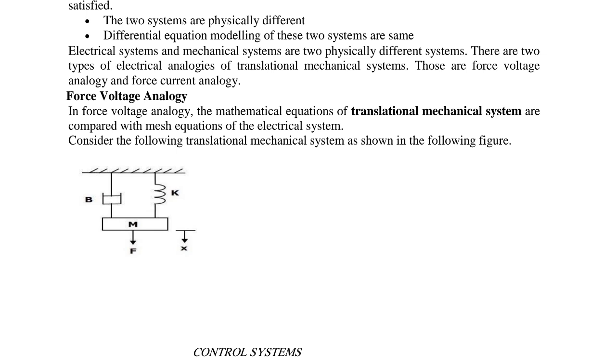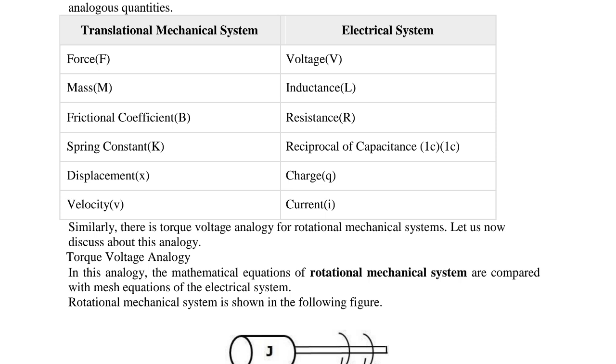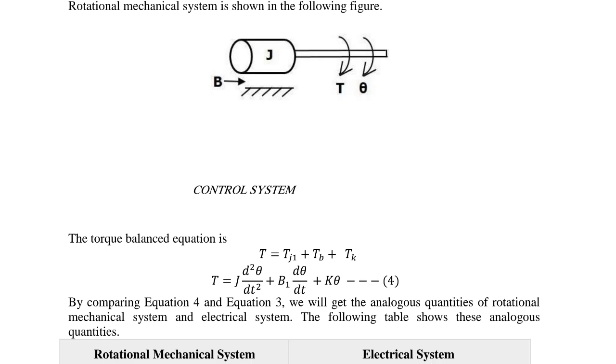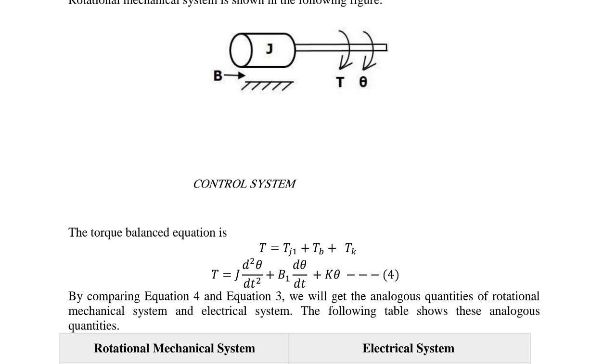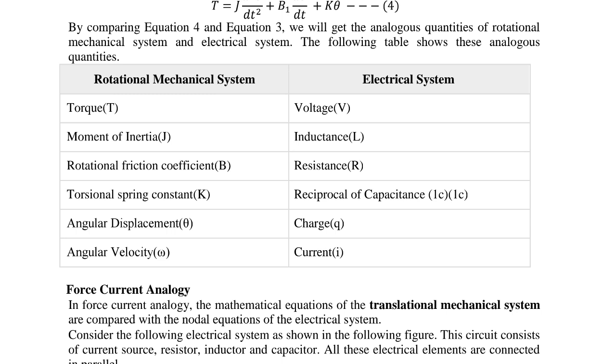In the force voltage analogy, you relate the mesh equation of the electrical system with the mathematical equation of the translational mechanical system. Similarly, the force current analogy compares with the nodal analysis of the electrical system. Now see the diagram. What are the equivalent elements for torque, voltage, moment of inertia, inductance? Please note down this tabular column.